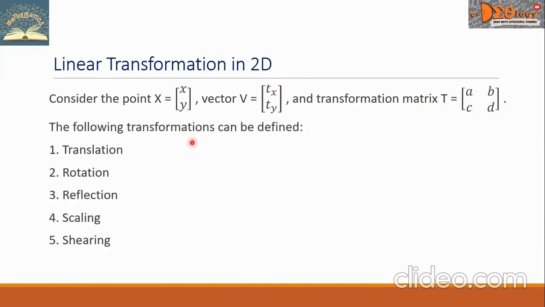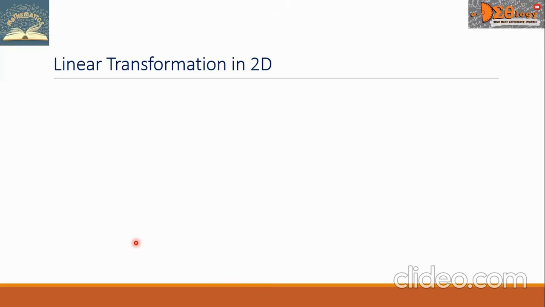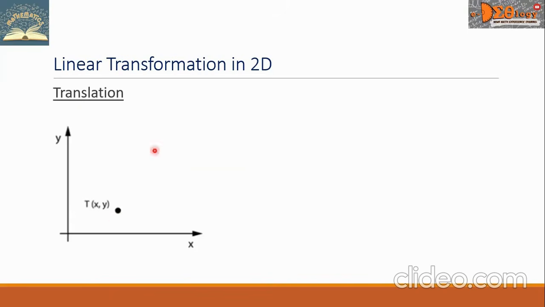The following transformations can be defined. Number 1, translation. Number 2, rotation. Number 3, reflection. Number 4, scaling. Number 5, shearing. Let us study translation. We have here point T with coordinates x, y. We're going to translate this into this point T prime with coordinates x prime, y prime.